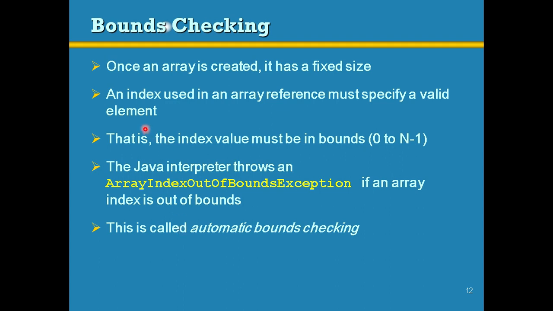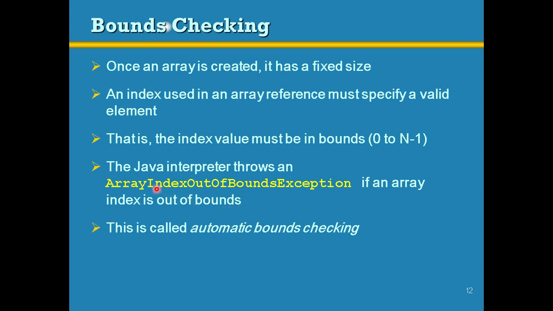Now, bounds checking. That means when you create an array, it has a fixed size. The index will vary from 0 to the total number of elements minus 1. So, the index value must be in bounds, 0 to n minus 1, where n is the total number of elements. Suppose you are declaring an array of 10, then 0 to 9 it should vary.